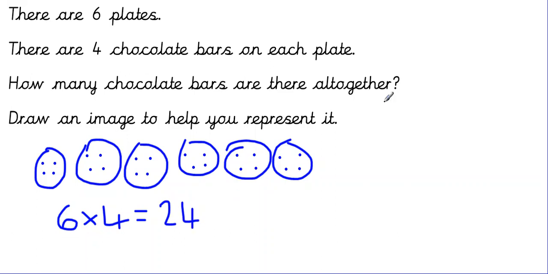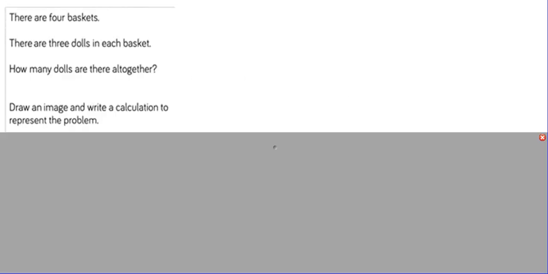So let's just make sure that we've answered all of the question. The first question was, how many chocolate bars are there altogether? So we've said 24. And then it says, draw an image to help you represent it, which we've done here. Okay? Right, now it's your turn. Have a go at this question.